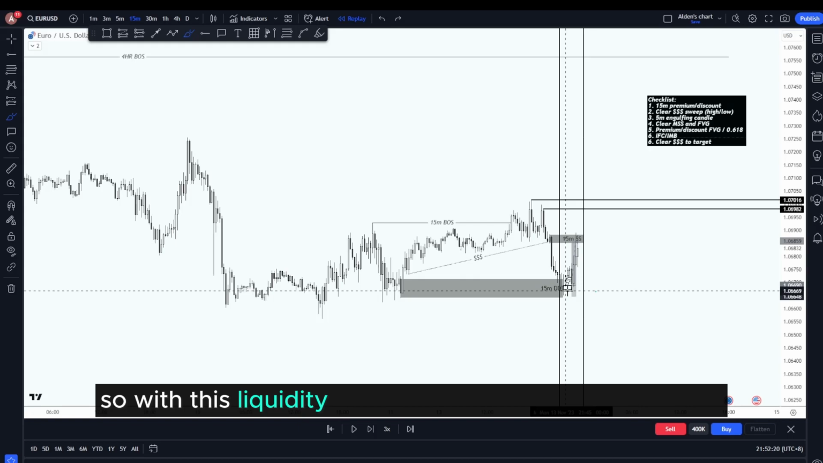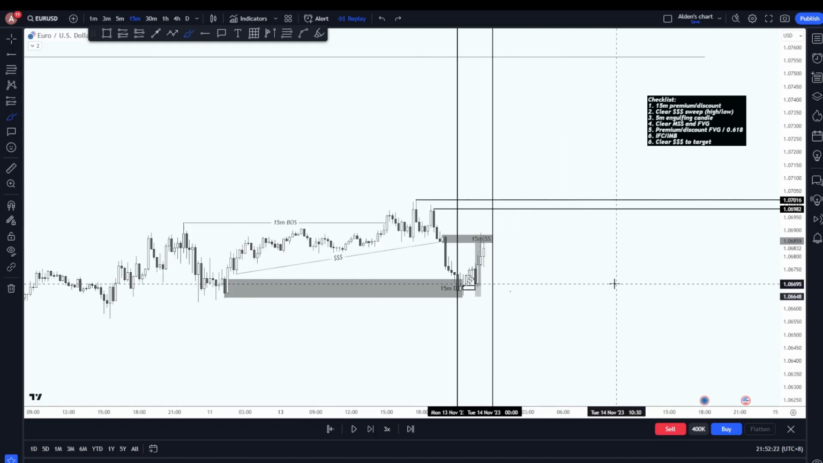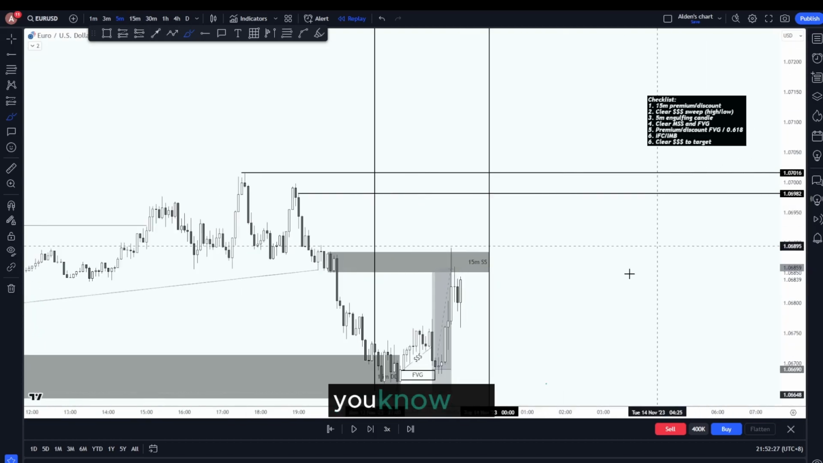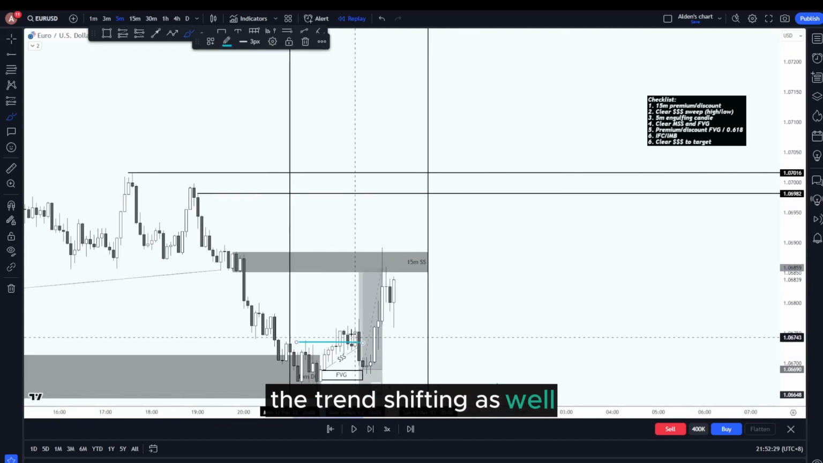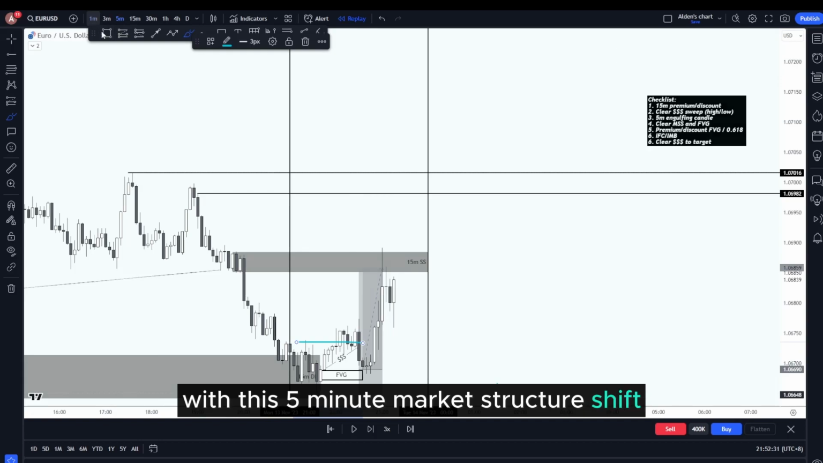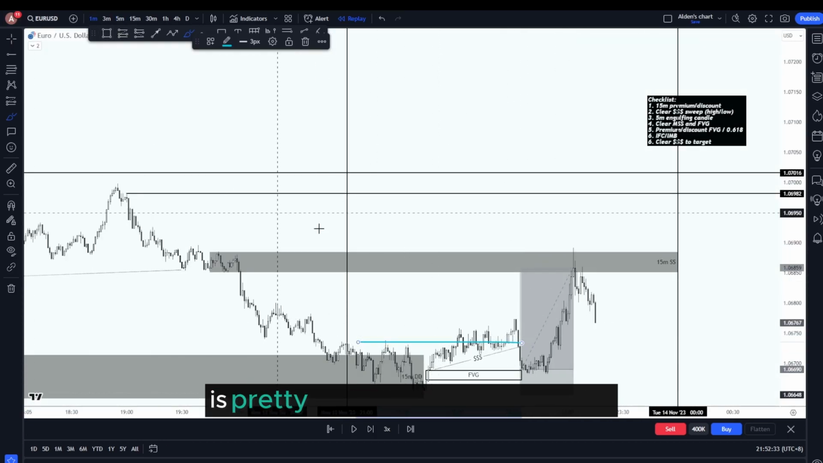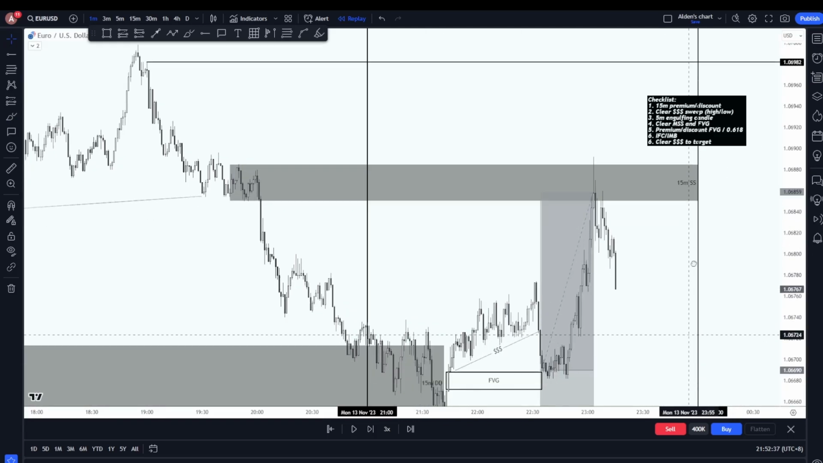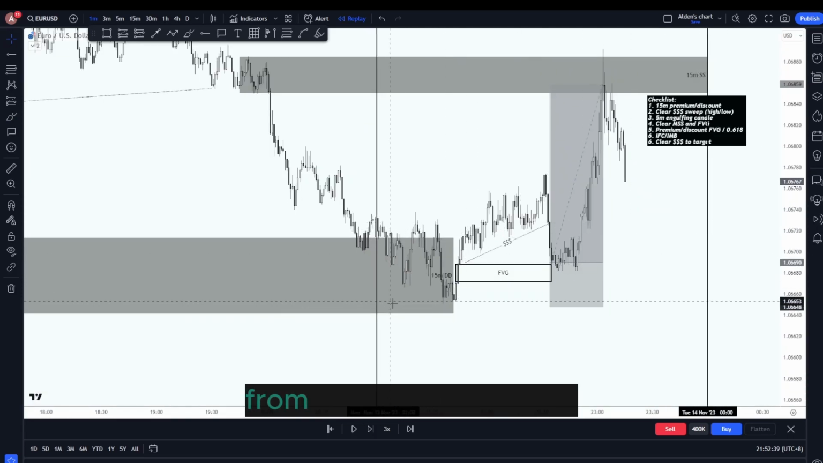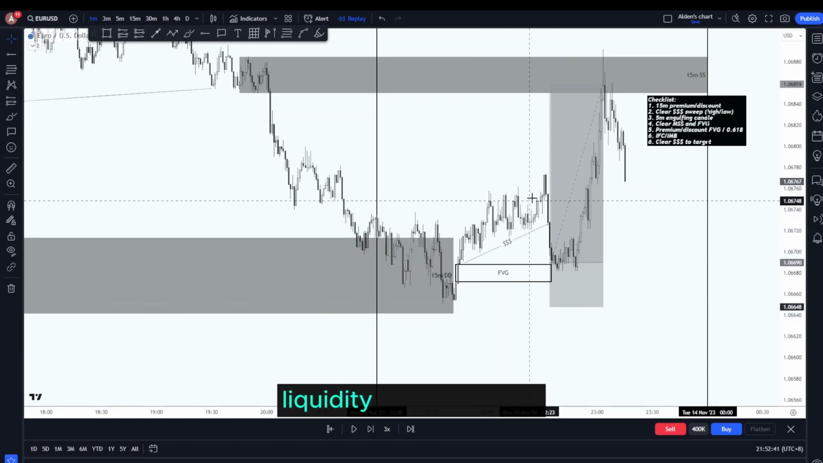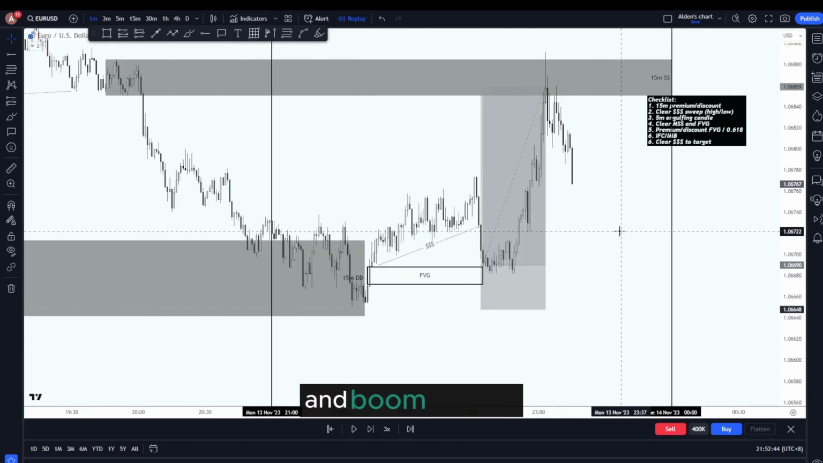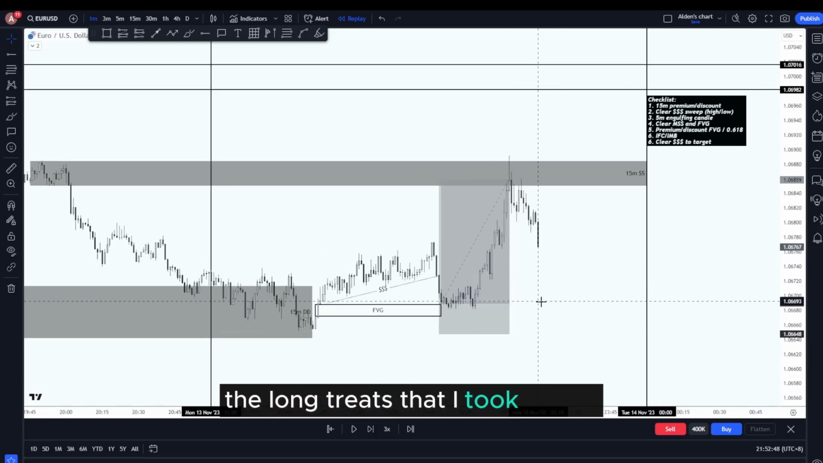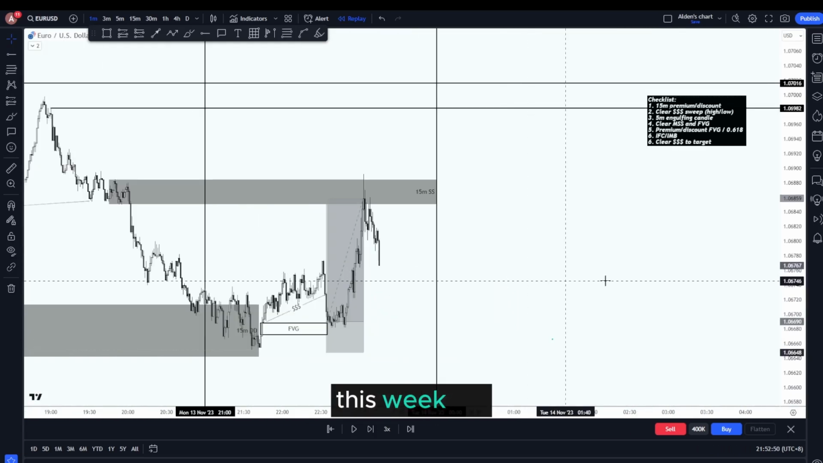So with this liquidity sweep into the 15-minute demand, which is quite valuable, then on the 5-minute we see the trend shifting as well with this 5-minute market structure shift. Looking at the 1 minute chart, it's pretty much the same thing, right? We have a 1 minute market structure shift here, we have a huge volume push here from the 15-minute demand, liquidity to enter, and boom. So yeah, this was just one of the long trades that I took during this week.